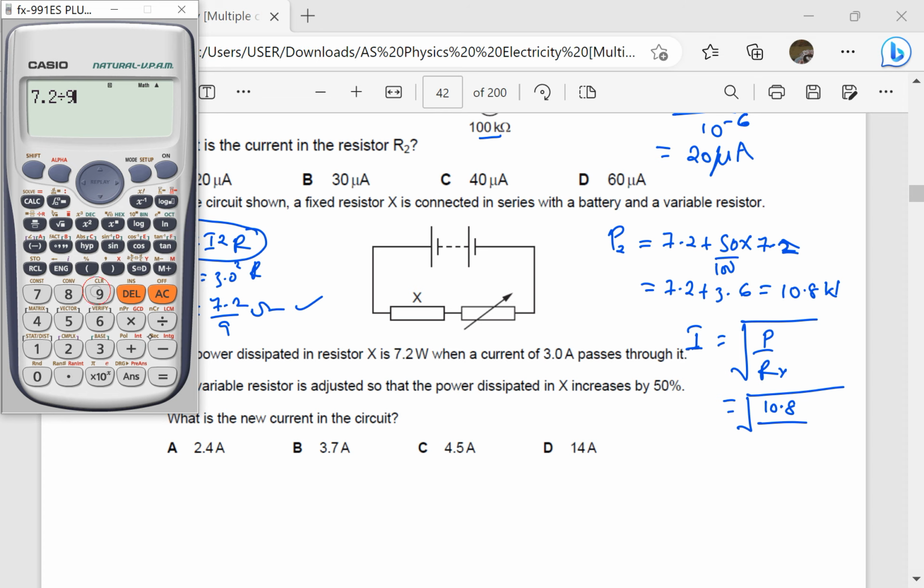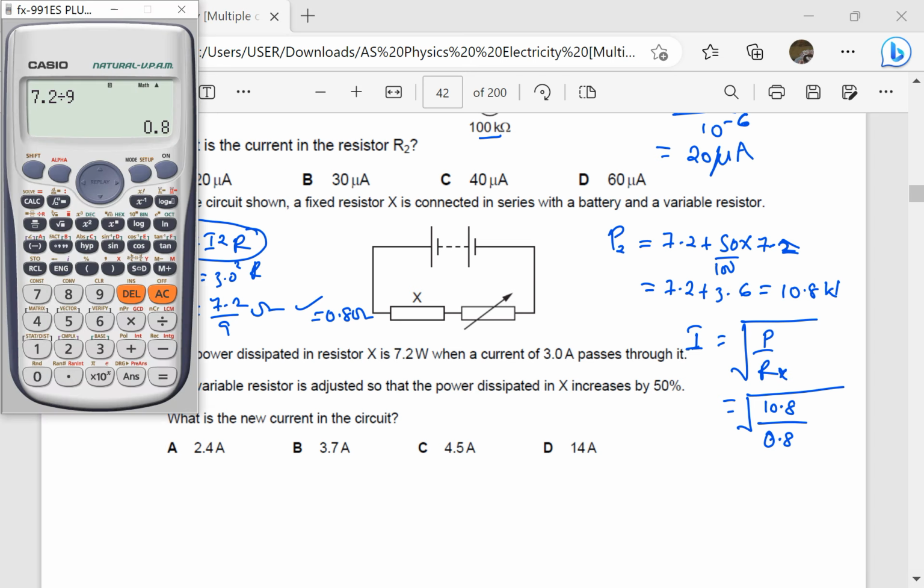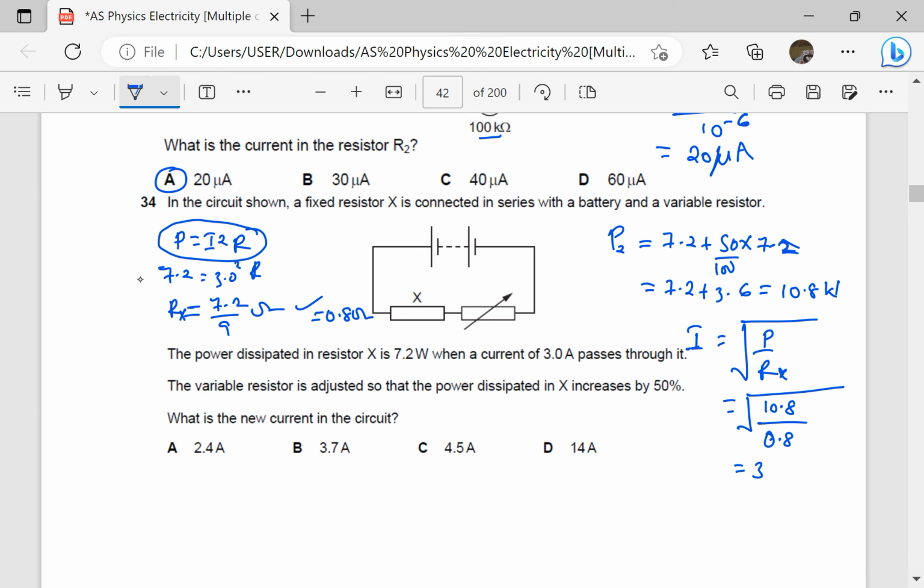7.2 divided by 9, that is 0.8. So this is 0.8 ohms. So we're dividing the power by 0.8 ohms. That is the resistance of X, which is fixed. And this gives us 10.8 divided by 0.8. Then we find the square root of the answer. That is 3.67 or approximately 3.7. So this is going to be 3.7 amperes. So our answer is going to be B.